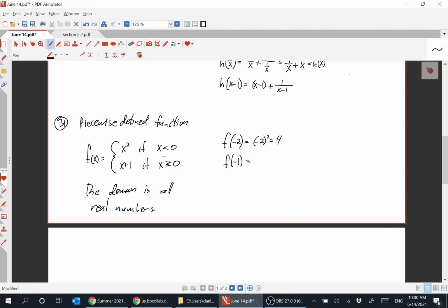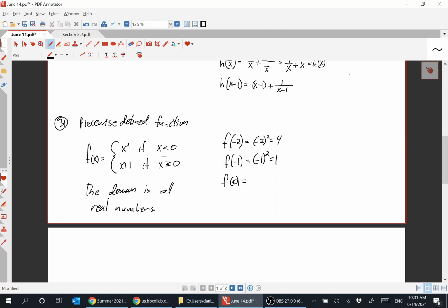To negative 1 squared. Negative 1. This top part or the bottom part? The top. Top piece, right. So because negative 1 is less than 0, the value of the function is given by x squared, which in this case is negative 1 squared, which is 1.